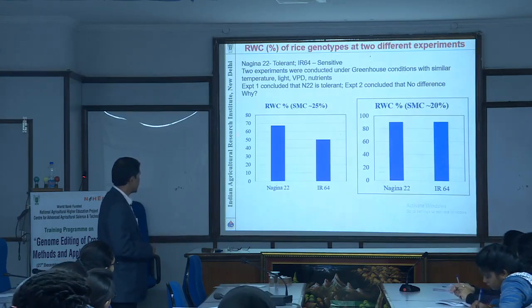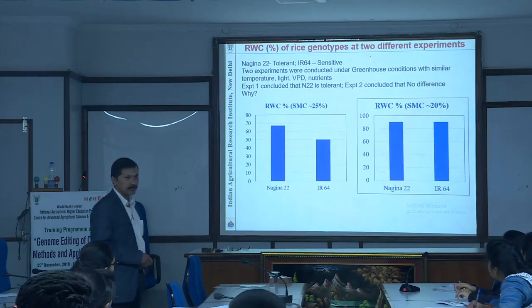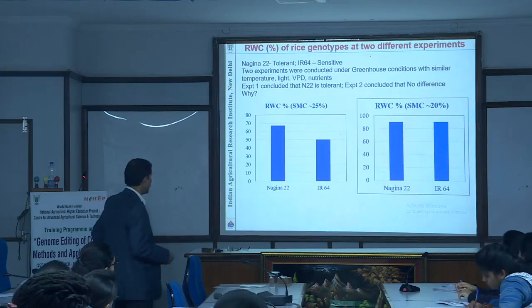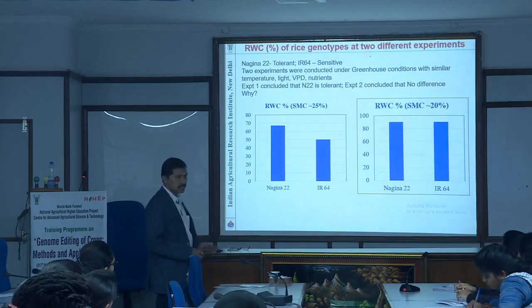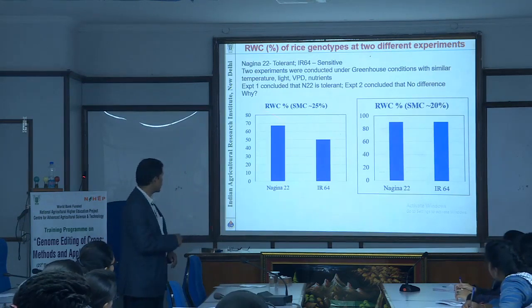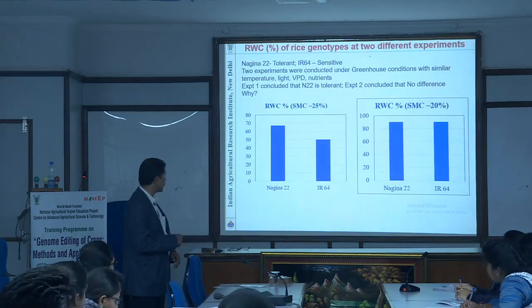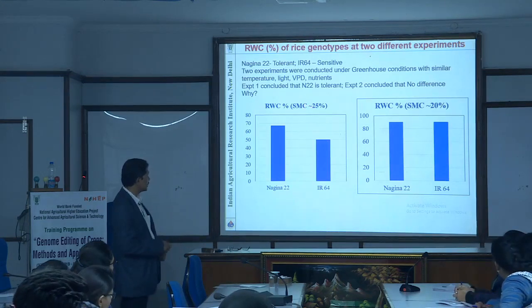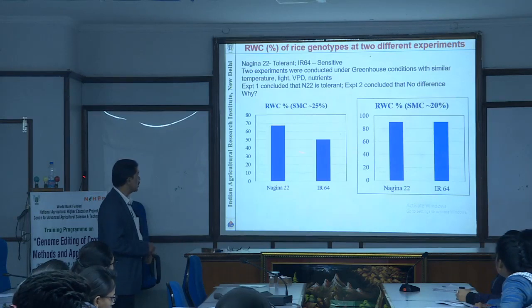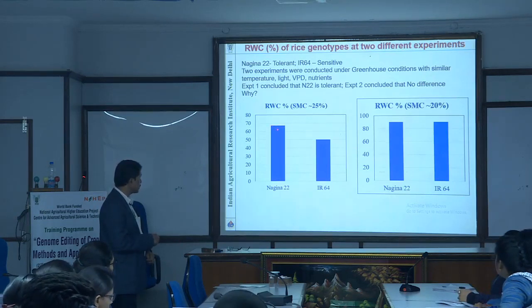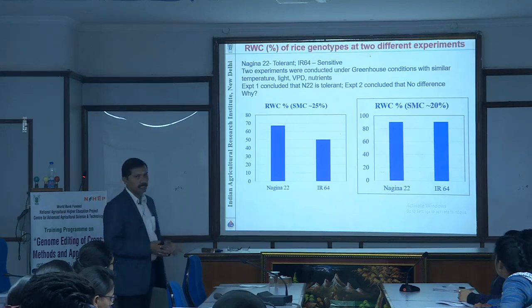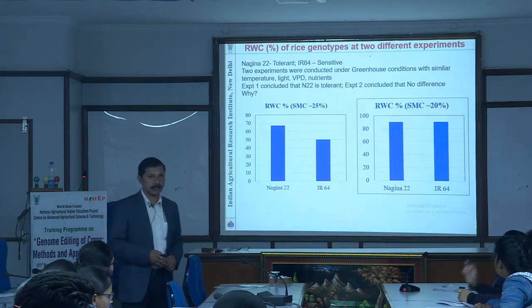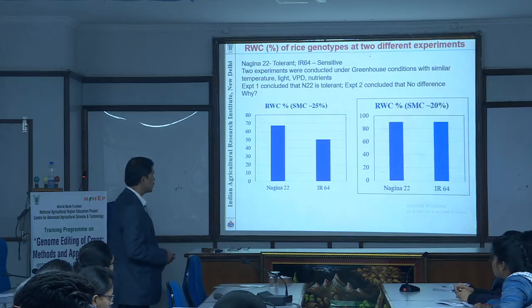So these are two rice genotypes: Nagina 22, which is a known drought tolerant genotype, and IR64, which is a drought sensitive genotype. These are grown in one experiment where the soil moisture content is about 25%. Still, there is a lot of difference. This plant also experiences stress. That is, if the relative water content is about 90 or more than 90, there is no stress.